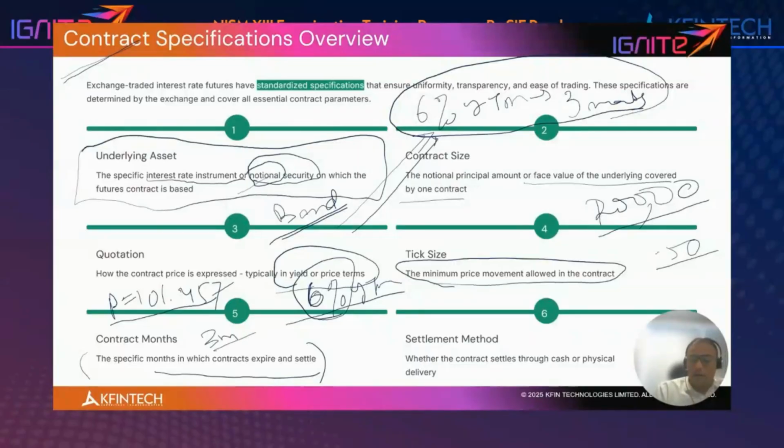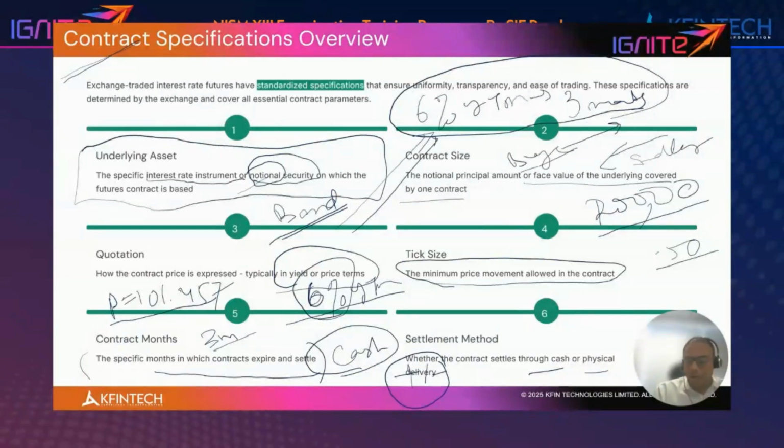Settlement method, we saw cash or physical. Cash means the bond is not actually delivered. The differential of the price is settled. Physical is where the seller will actually give the bond to the buyer. The physical settlement happens when the buyer of the bond actually wants the bond in his inventory.